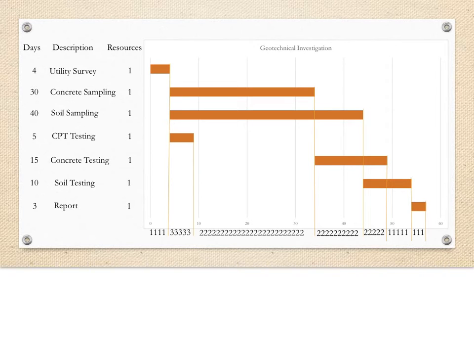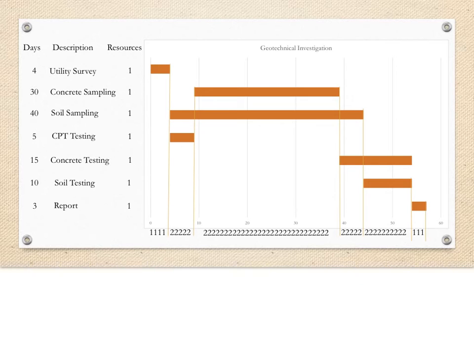So let's look at shifting the concrete sampling. We see that when we move the concrete sampling forward in time, the concrete testing task must also move forward since it is dependent on the sampling task. You can also see that moving it forward 5 days like we have is as far as we can go without altering the duration of the project and thus creating a new critical path.